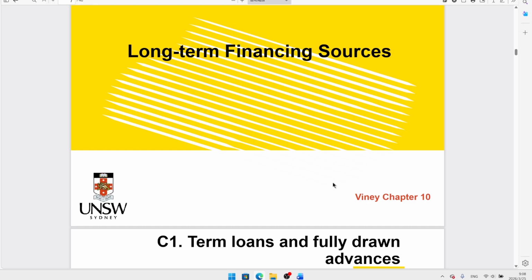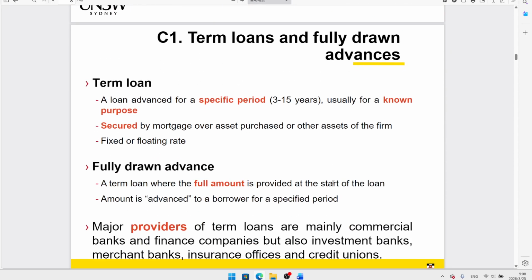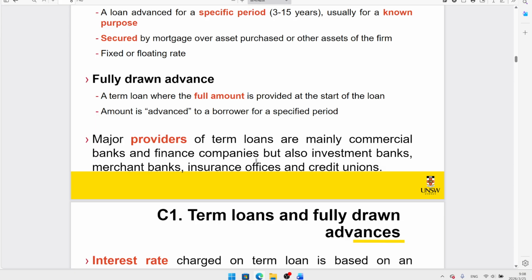So let's talk about long-term finance sources, the non-tradable sources. The first one is term loan and fully drawn advance. A term loan is a loan advanced for a specific period, 3 to 15 years, usually for a specific purpose, secured by a mortgage over assets purchased or other assets of the firm, at a fixed or floating rate. A fully drawn advance is a term loan where the full amount is advanced to the borrower at the start of the loan for the specific period.